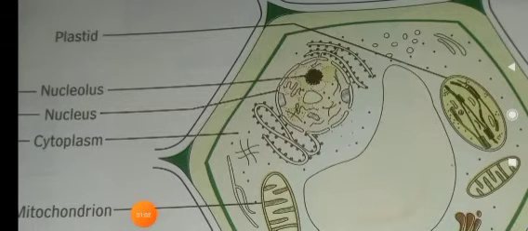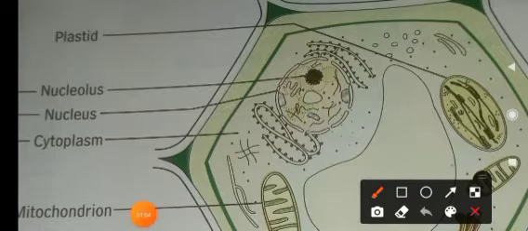The next one we are going to discuss is plastids. Plastids are found only in plant cells, and they contain pigments. Pigments are nothing but coloring matters or food materials. They are covered by a double membrane, and their shape varies from round to filamentous, thread-like, ribbon-like structure.